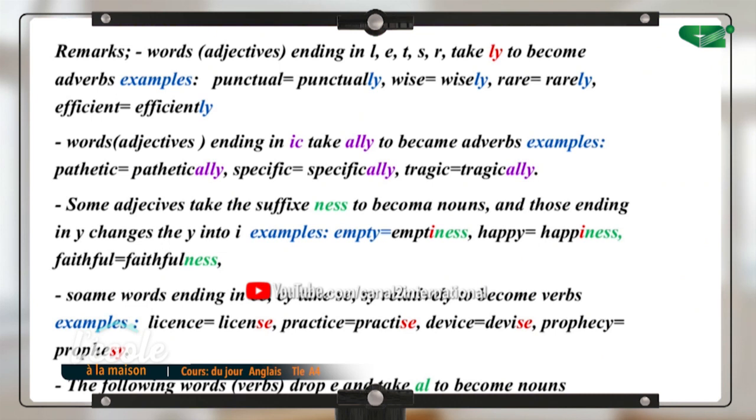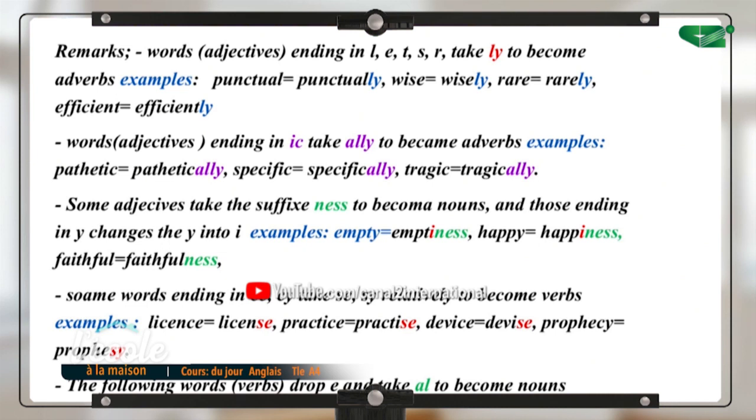Wise, which is an adjective, once again gives you wisely because E is the last letter of the word. It obeys the rule cited above. Rare, adjective, gives us rarely. Efficient gives us efficiently, T being the last letter of the main word. Now, words, adjectives, ending in ic, that is I-C, take ally, A-L-L-Y, to become adverbs.